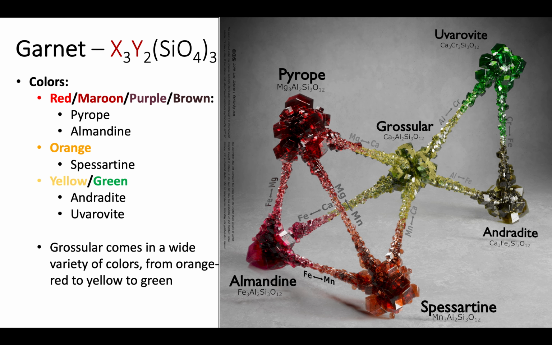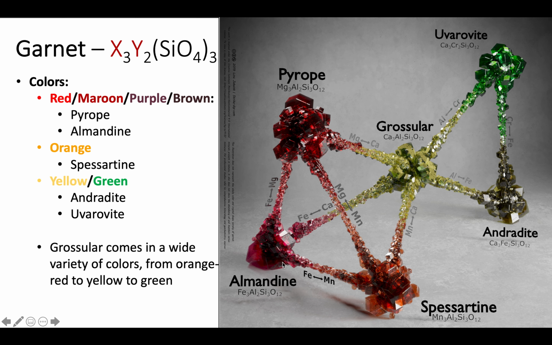And this is a visual that I really like, showing the end members of these garnet solid solutions, and showing that indeed all of these are connected. So as we would expect, given how easily magnesium and iron can substitute for one another, we have full solid solution between almandine and pyrope.